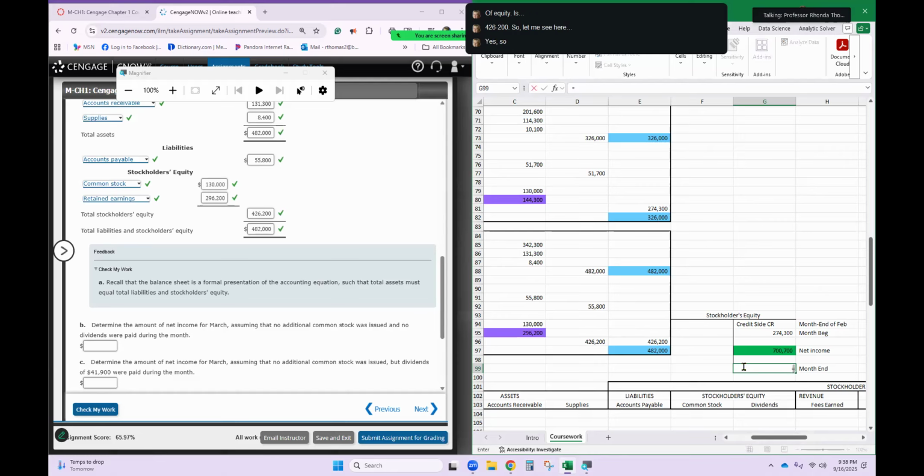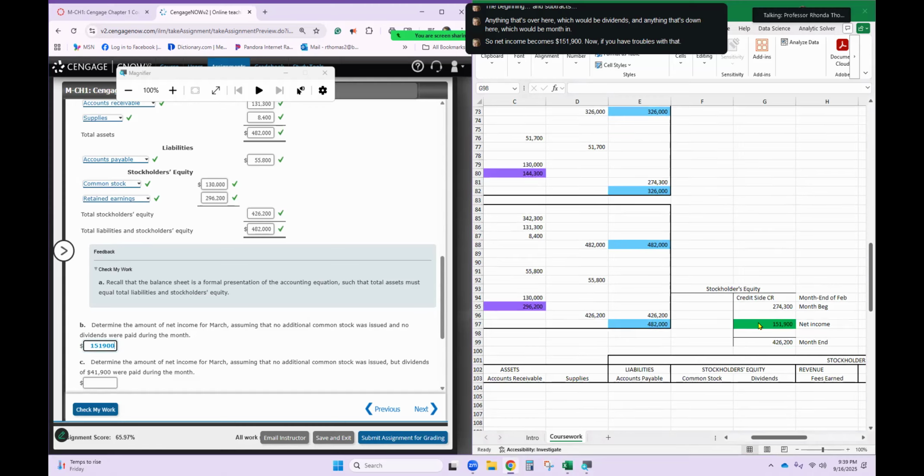Yes. So this should equal the total equity we found in March, right? So then I've got a formula here that takes the beginning and subtracts anything that's over here, which would be dividends, and anything that's down here, which would be month end. So net income becomes 151,900. Now, if you have troubles with that, how do you find the net income?